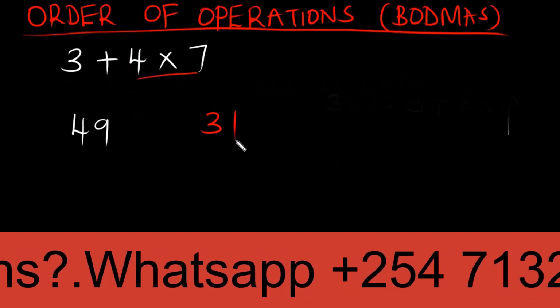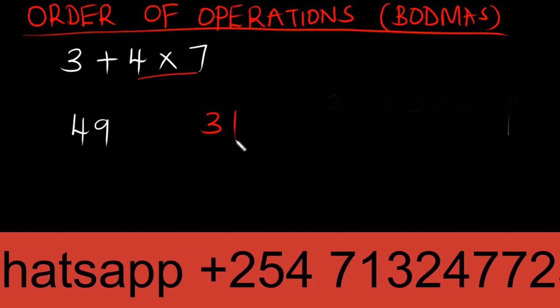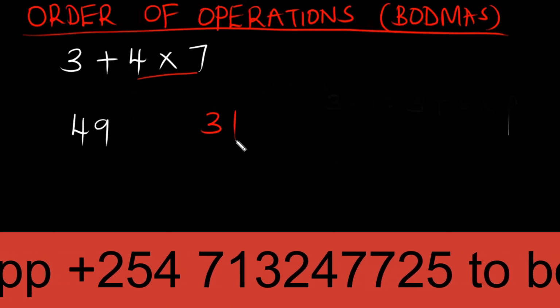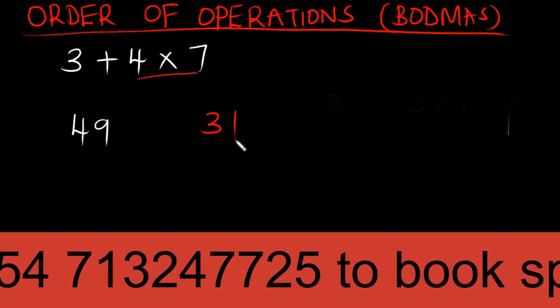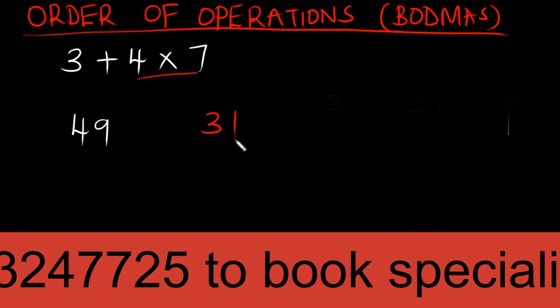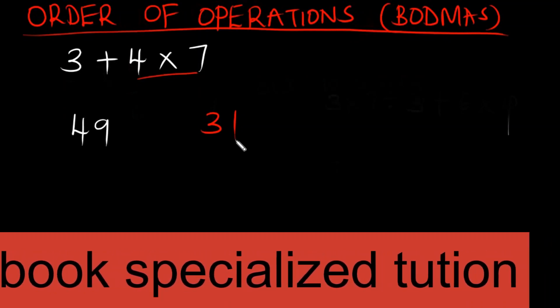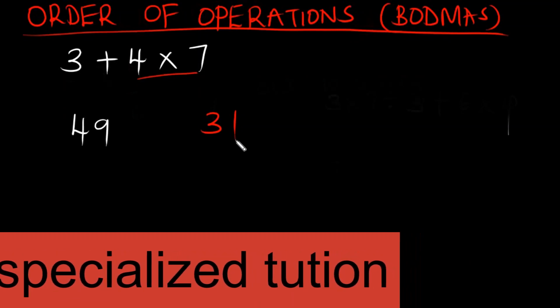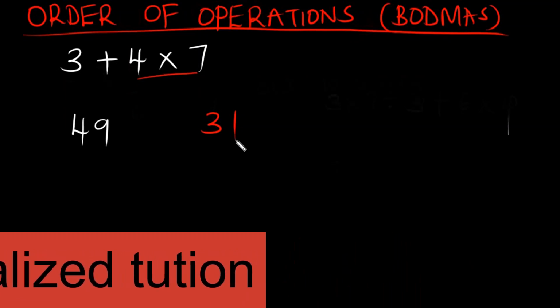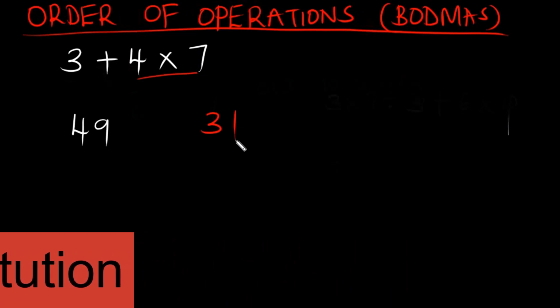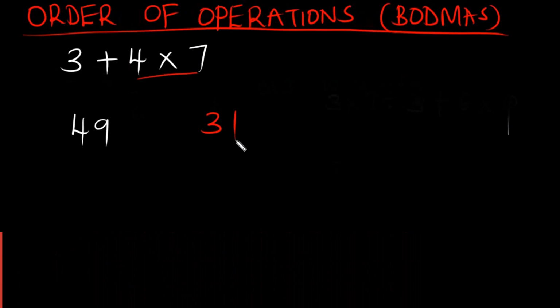Now, which of these two people is correct? Now, it turns out that there cannot be two different answers to the same problem. So there has to be a rule that we need to follow so that we can all get one answer. Instead of having two different answers, we all have one common answer. So this rule is going to help us work out such problems that involve many operations.